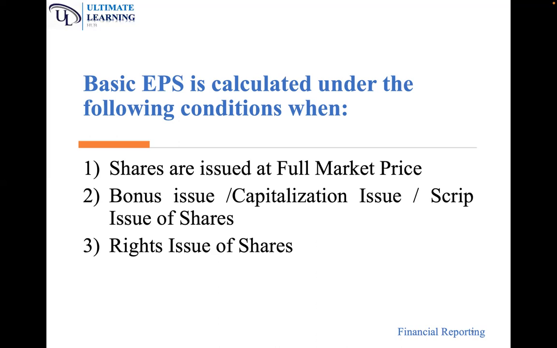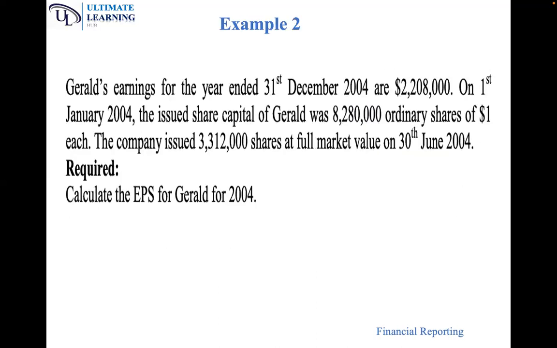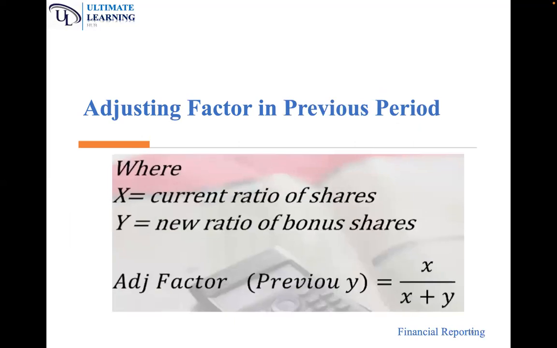So whenever you want to calculate the basic EPS, we said, number one, you check whether there is issue of shares at full market price. Number two, there is bonus issue of shares. And number three, there is rights issue of shares. So that's summary of the previous session. So let's go to today's session, which is on diluted EPS.